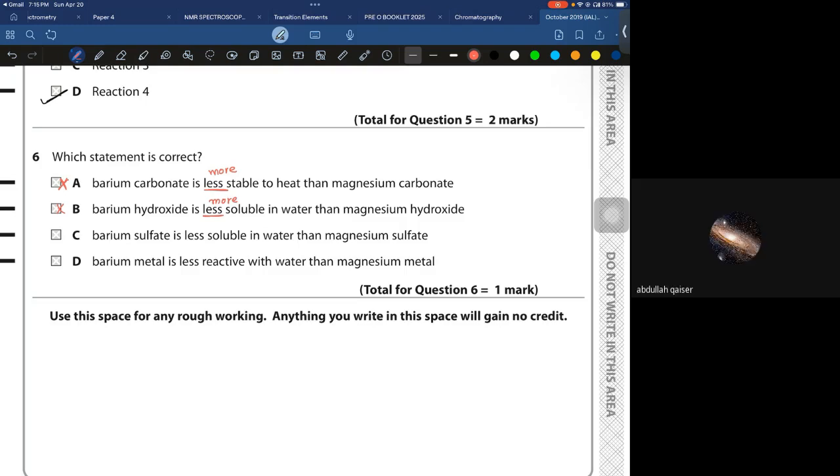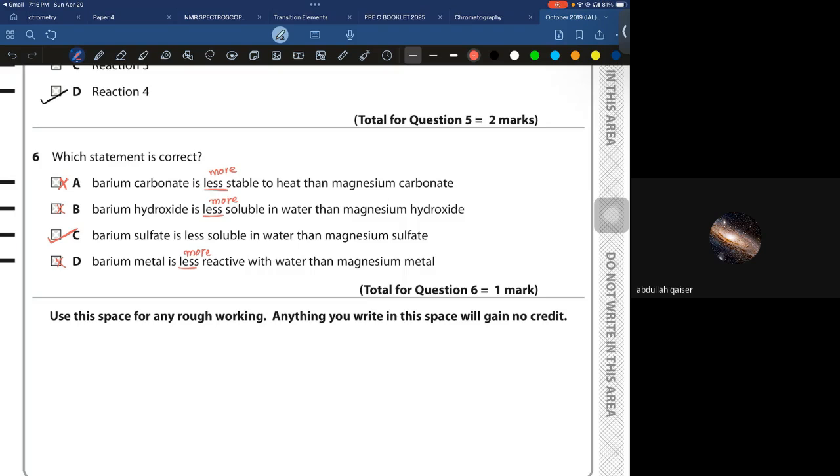And solubility of sulfate decreases. Barium sulfate is less soluble in water than magnesium sulfate. So down the group, solubility of sulfate decreases. It's correct because barium is below magnesium, so solubility of this sulfate should be lower. Barium metal is less reactive? No, barium metal is more reactive.